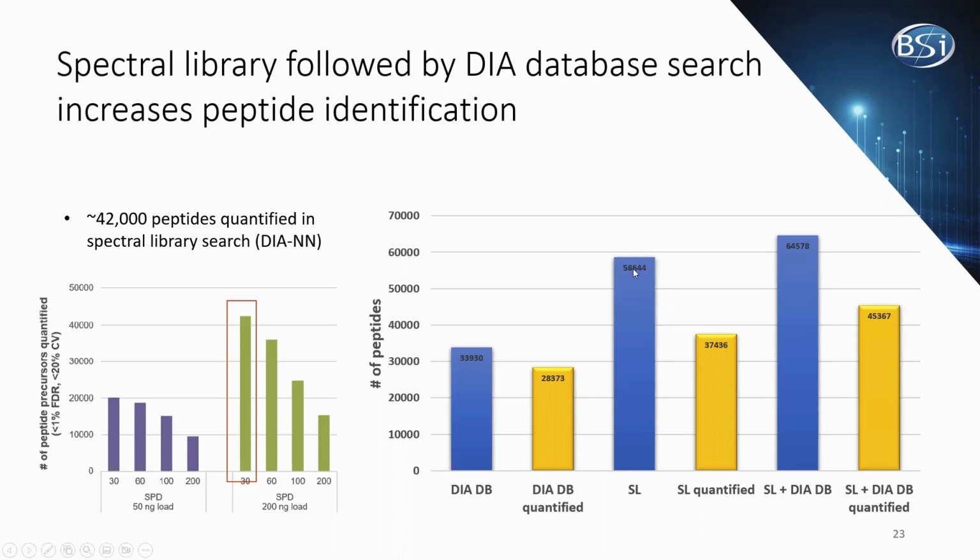whereas in our spectral library search, we can find over 58,000. And then when you combine the two, we're over 64,000 peptides identified, and over 45,000 are quantifiable. And so this is comparable to the numbers reported in the 30 sample per day workflow when using DIA-NN.